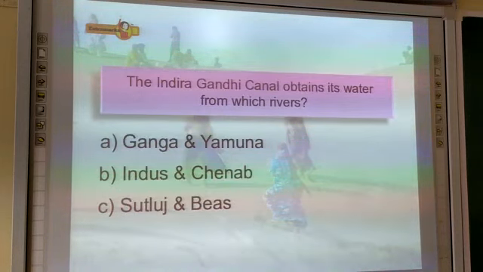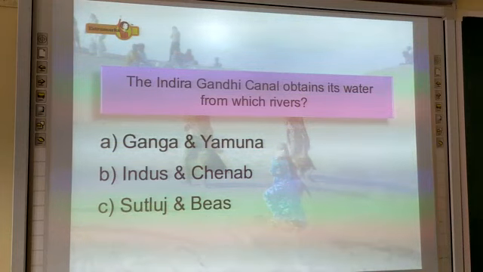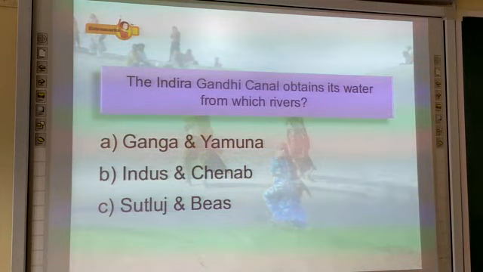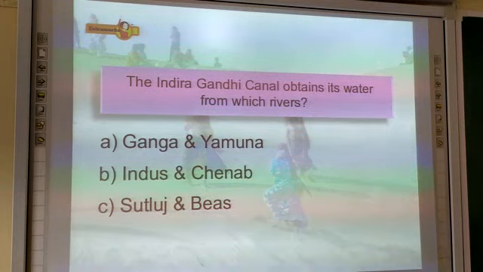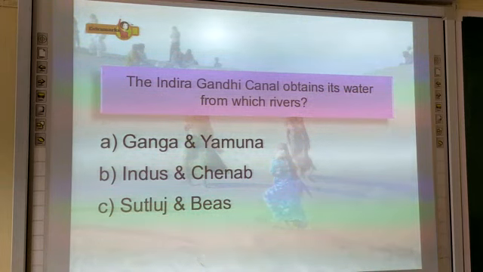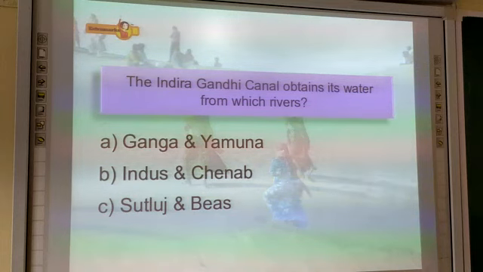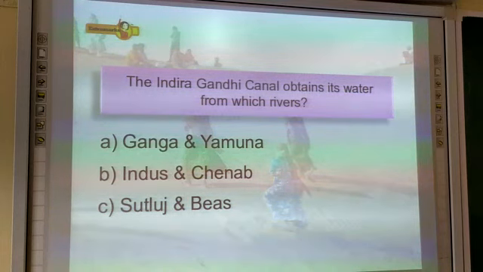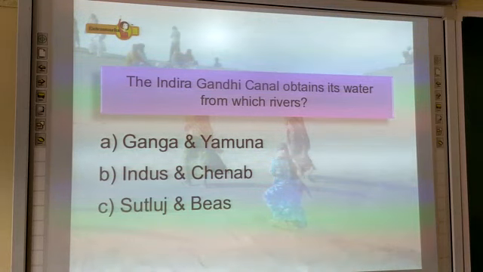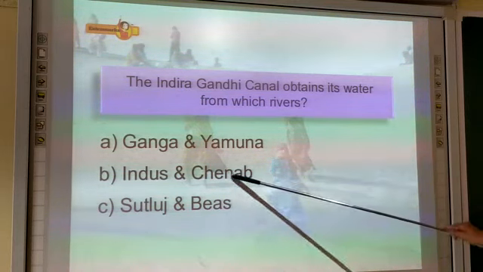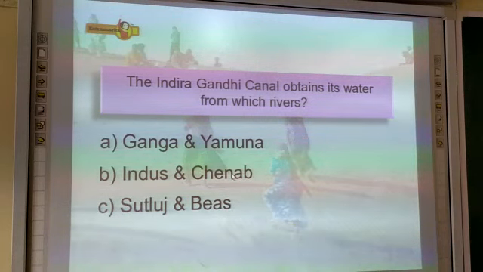The Indira Gandhi Canal obtains its water from which rivers? Ganga and Yamuna, Indus and Chenab, Satluj and Beas. Answer is Satluj and Beas.